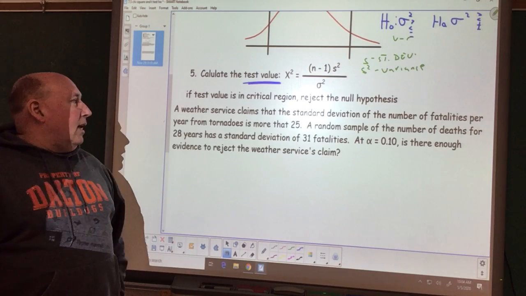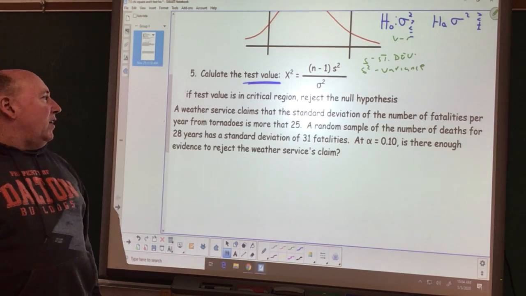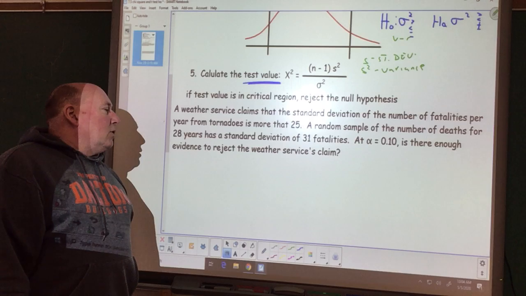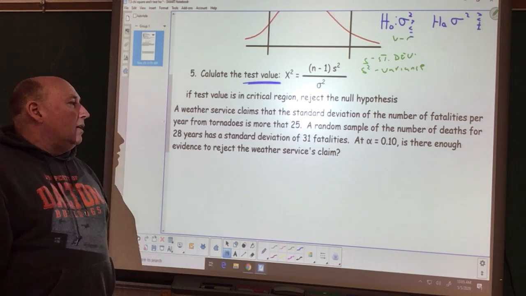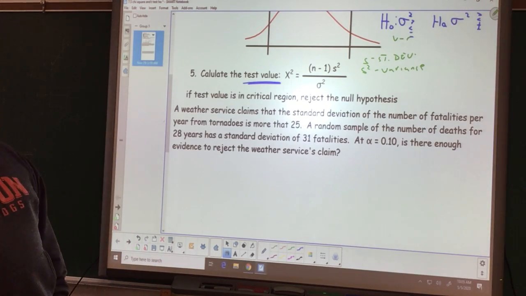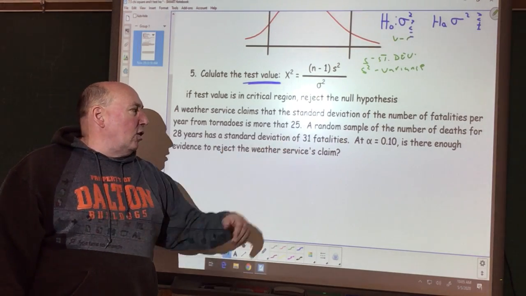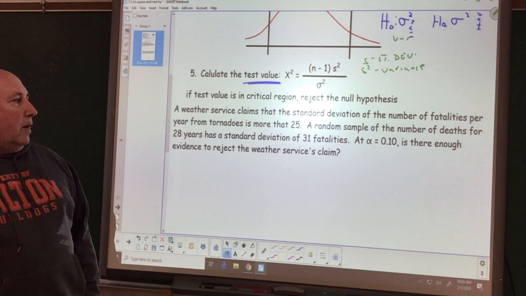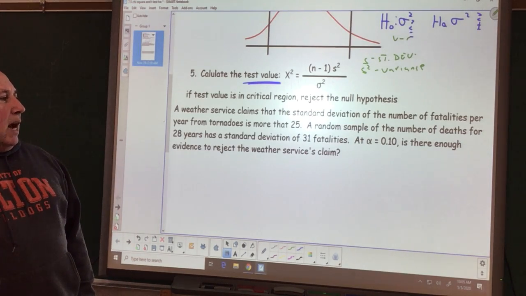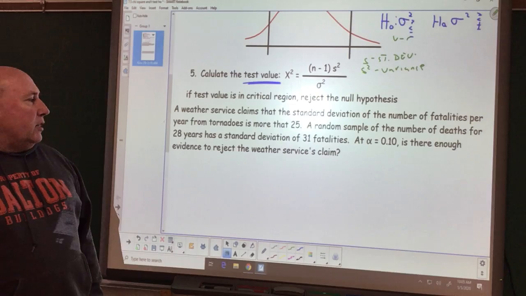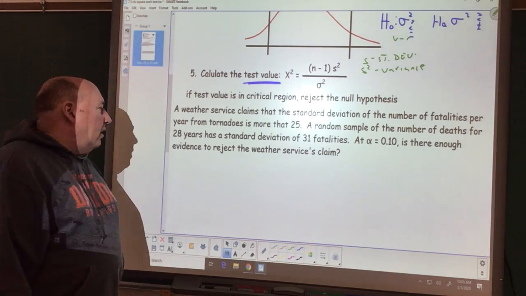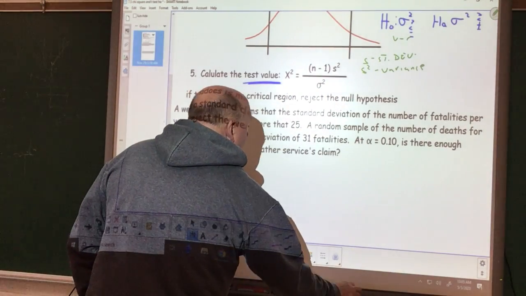A weather service claims that the standard deviation of the number of fatalities per tornadoes is more than 25. A random sample of a number of deaths in 28 years has a standard deviation of 31 fatalities. Use an alpha value of 0.10. Is there enough evidence to reject the weatherman's claim?